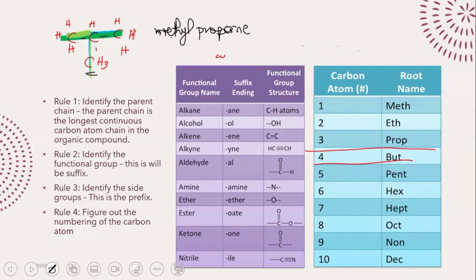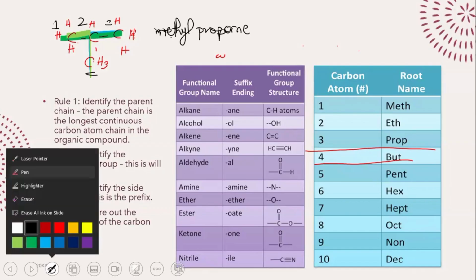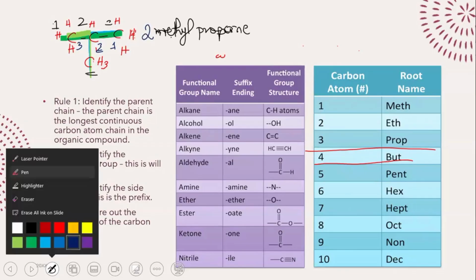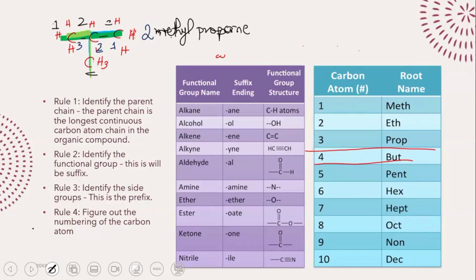What do I mean by that? I mean that if I count from the left side, 1, 2, 3. Or I decide to count from the right side. 1, 2, 3. Regardless of which side I decide to count from, the methyl group is on carbon atom number 2. So this was an easy structure for us to number. But what if I take a structure quite similar, make it slightly complicated? What if I go ahead and give you something like this.